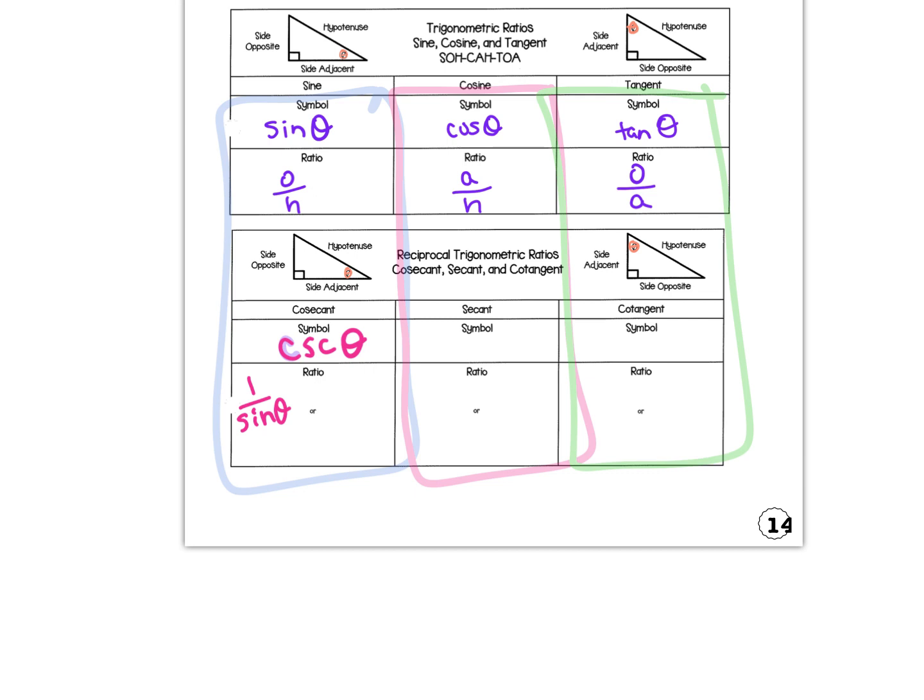So I prefer you think about cosecant as the reciprocal of sine, or in other words, 1 over sine. For some of you, you may want to put that reminder in there, okay, that means we're flipping, and we get hypotenuse over opposite. Okay?